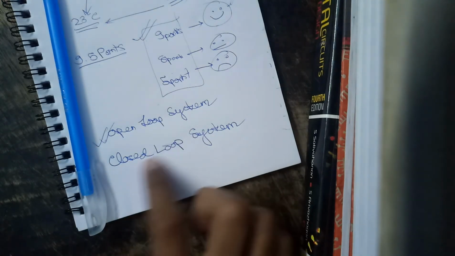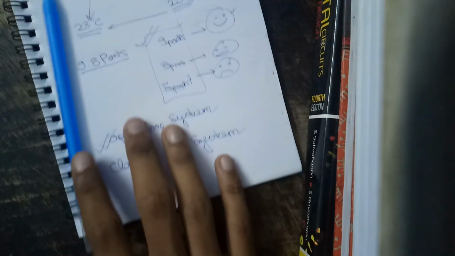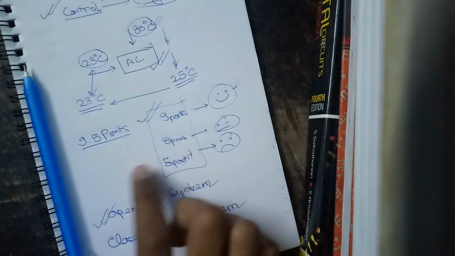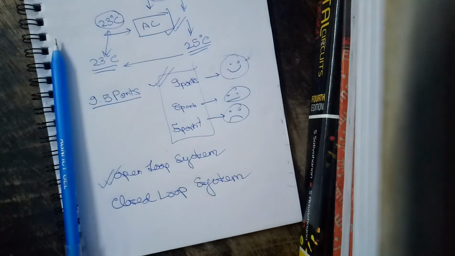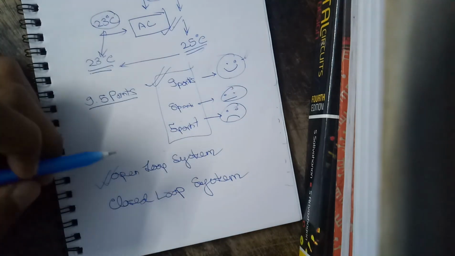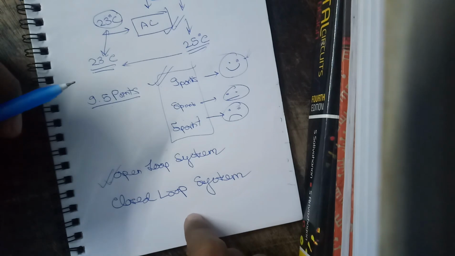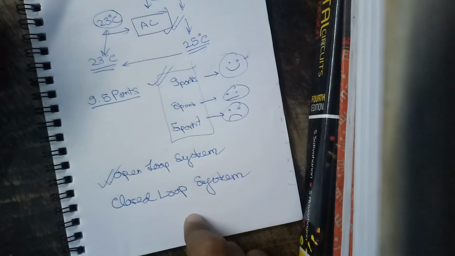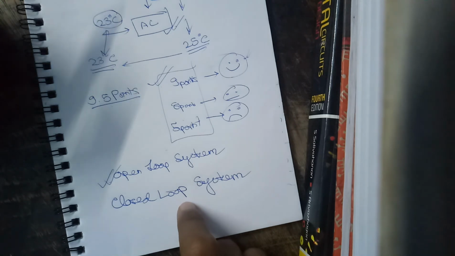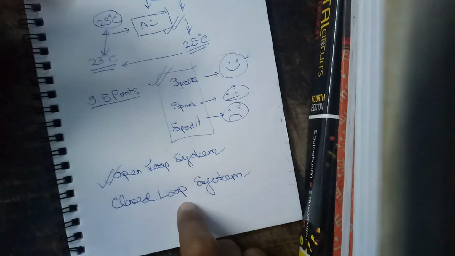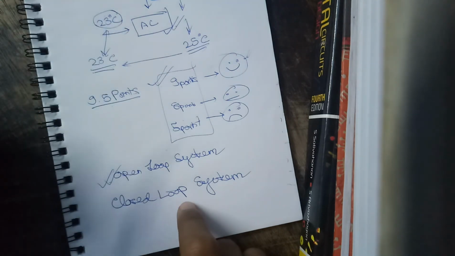Whereas in the case of a closed loop system, as I talked about in the case of an AC, or in the example that I gave for your results, that is a closed loop system. So in this lesson we learned what an open loop system and a closed loop system are. In my next video we'll be talking about the relation between an open loop and a closed loop system in detail. A bit of technicality will be involved in it. In this video it was just a basic introduction of what a control system is and why we need a control system.